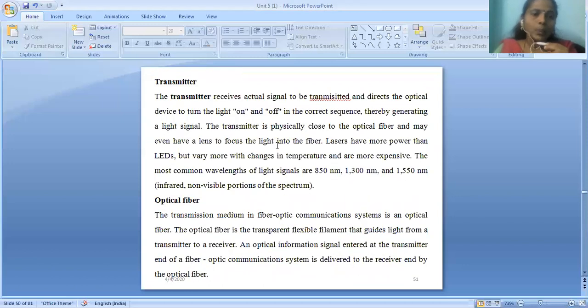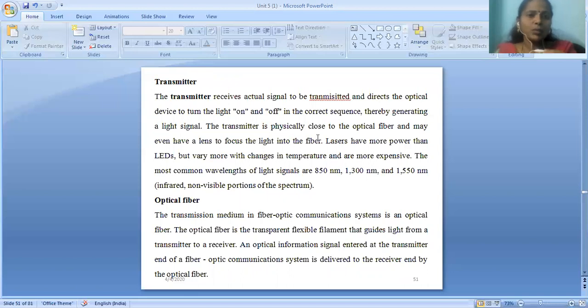Now we'll see the detailed setup of the fiber optic relays. The transmitter receives a signal which has to be transmitted, and it instructs the optical device to turn the light on or off in a proper sequence. This transmitter will consist of a lens so as to focus the signals onto the optical fiber.